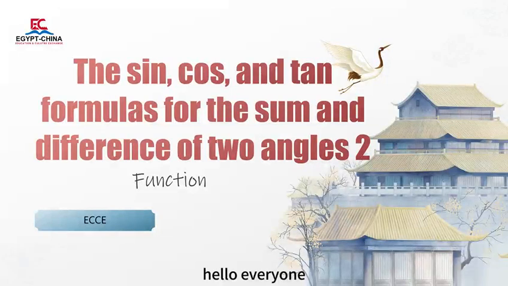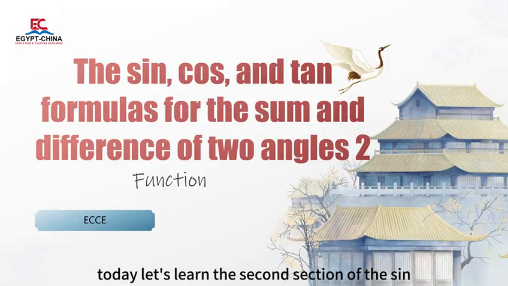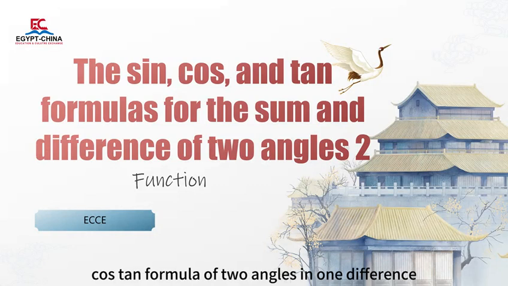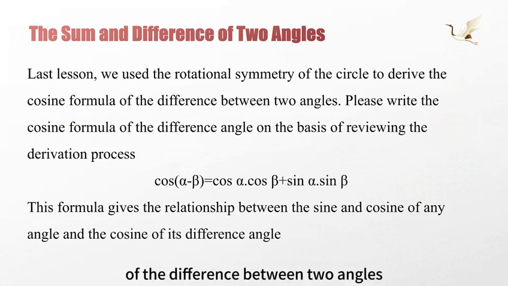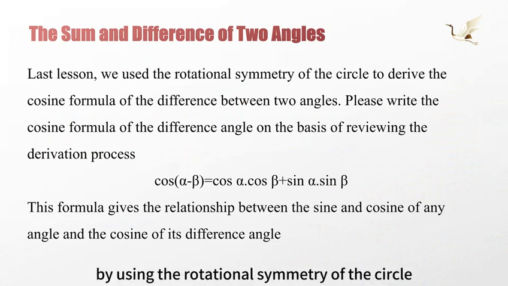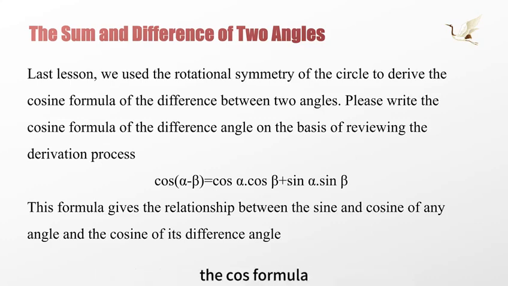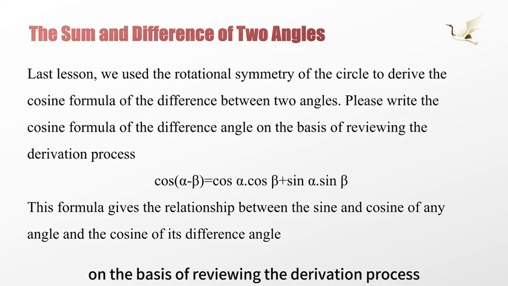Hello, everyone. Today, let's learn the second section of the sine, cosine, and tangent formulas of the sum and difference of two angles. Last lesson, we derived the cosine formula of the difference between two angles by using the rotational symmetry of the circle. Please write the cosine formula of the difference between two angles on the basis of reviewing the derivation process.